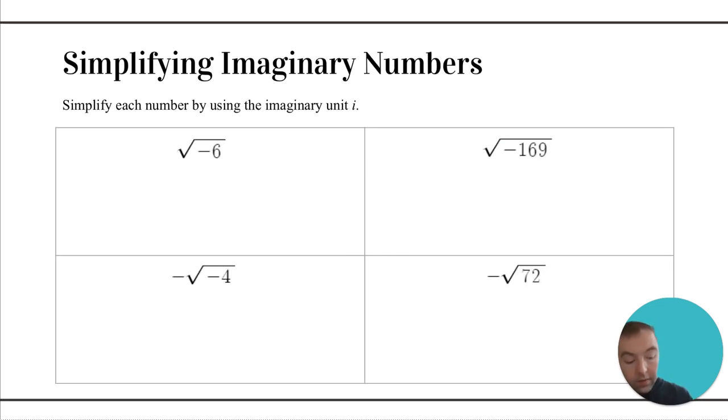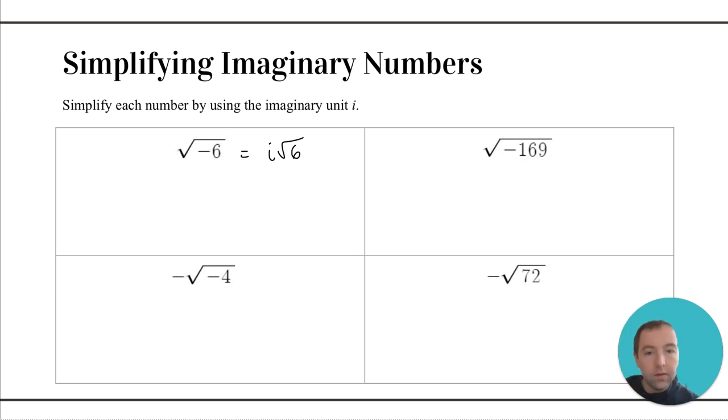So now looking at some examples here where we want to simplify some complex or imaginary numbers. You see here that we're asked to simplify each number by using the imaginary unit i. Really, it's just saying get these roots into simplest radical form. So you're really not allowed to keep negatives underneath square roots. So you've got to get the negative outside of a square root and then write it in terms of i.